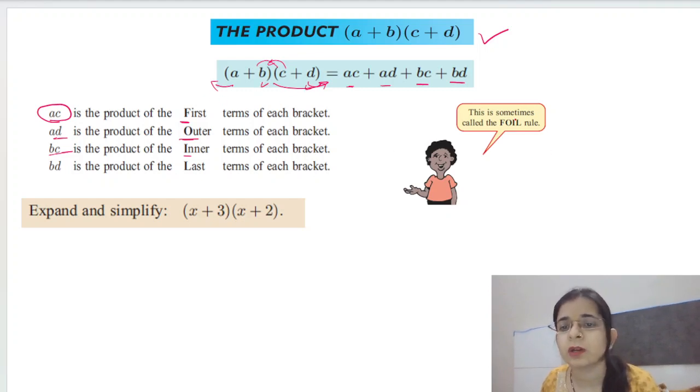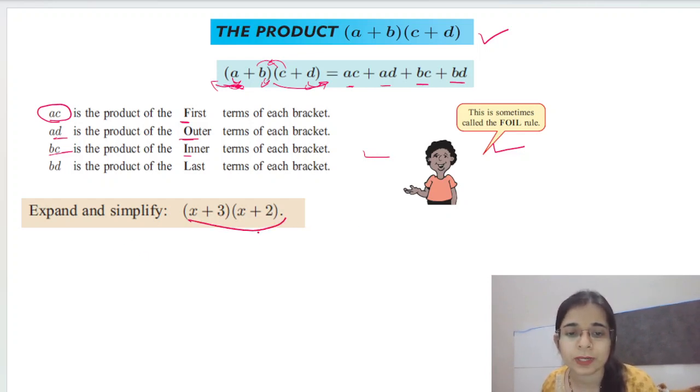So you can learn it using the FOIL method, as well as first taking the first term, then taking the second term and applying the distributive law, as we have already done. So it's all up to you, whatever method suits you. Either use the previous distributive law for each term of the first bracket, or use that FOIL method. We can call it the FOIL method.